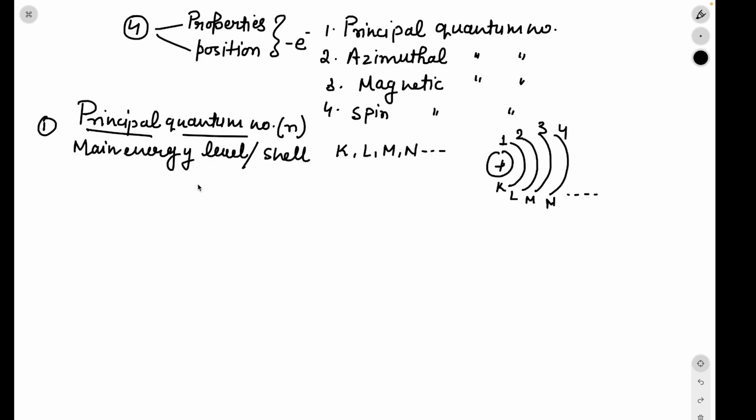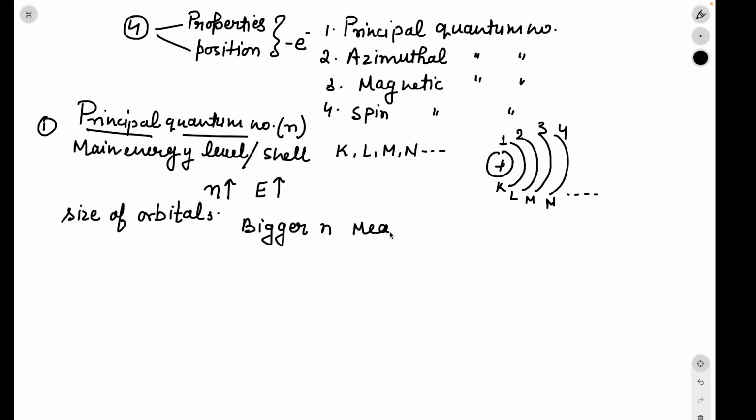So we can say that as the value of N increases, energy will also increase. It also tells us about the size of the orbital. That means bigger N means bigger orbital.